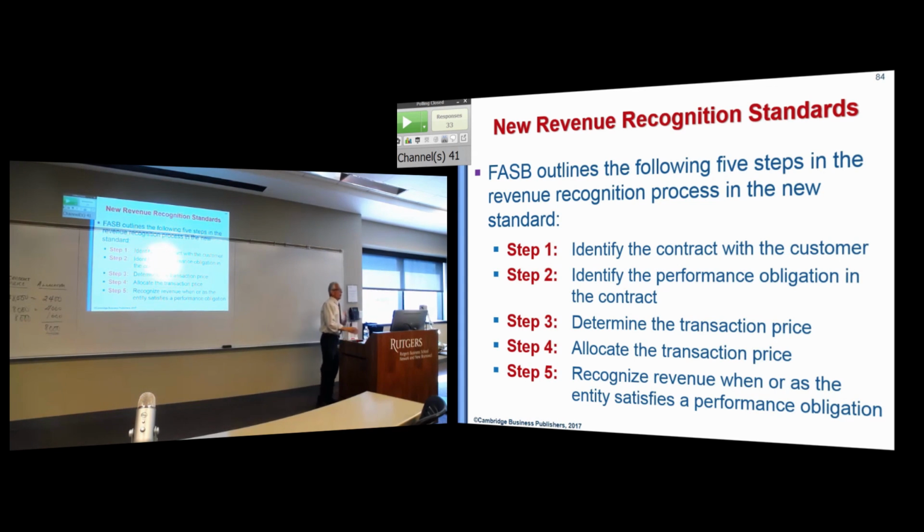So next semester, we're going to spend a lot of time with how to identify a contract, how do you identify performance obligations, how do you know if the contract price is fixed or variable, and then how do you allocate it. Most of the allocation will be relative fair market.